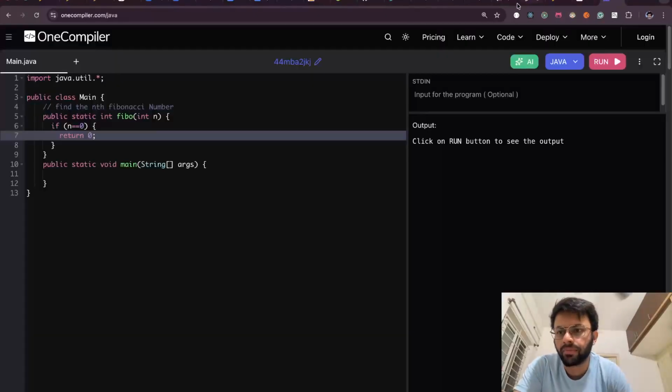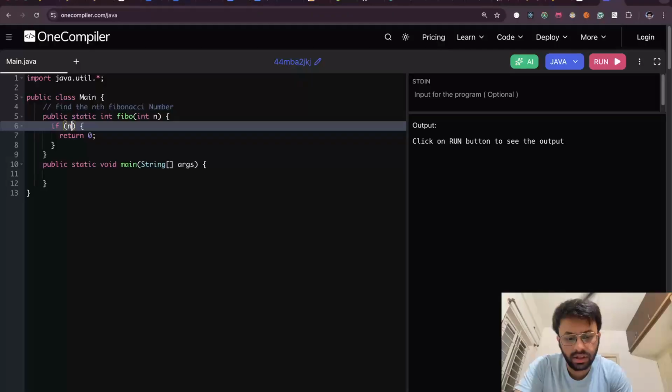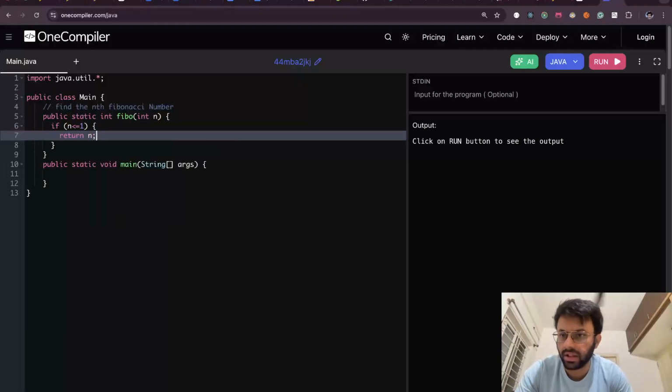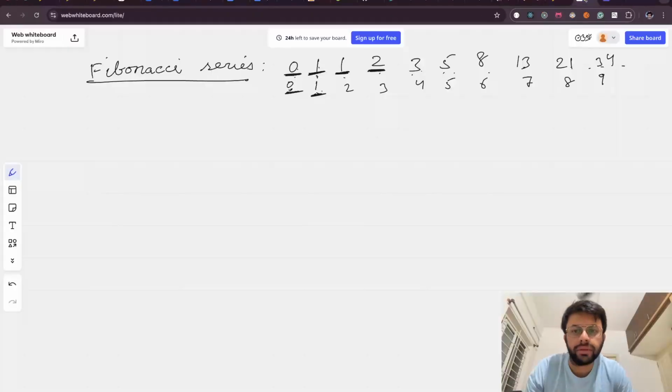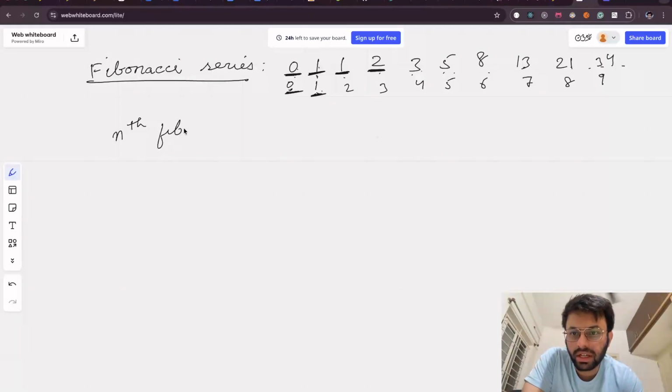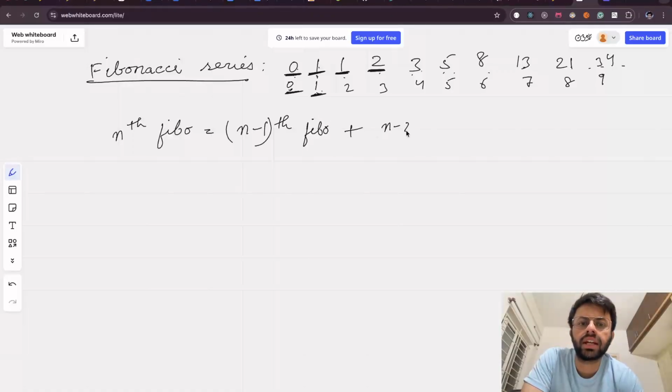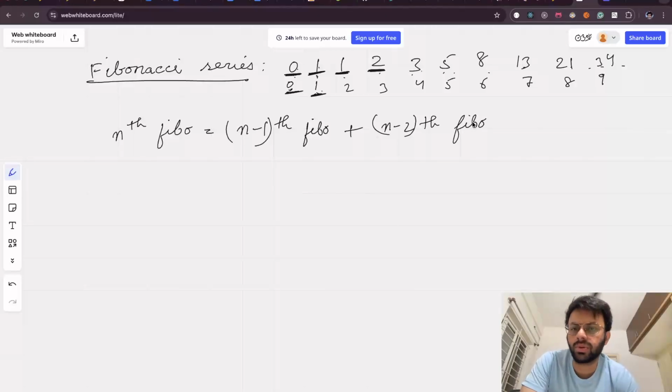So I can here say if n is less than or equal to 1, I need to return n. Okay. Now I need to call recursion. What did I say? That my nth Fibonacci number will be the sum of the n minus first Fibonacci number plus the n minus second Fibonacci number. Okay, the sum of the previous two.